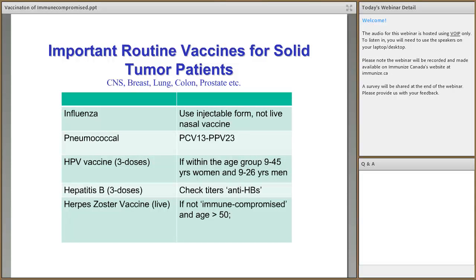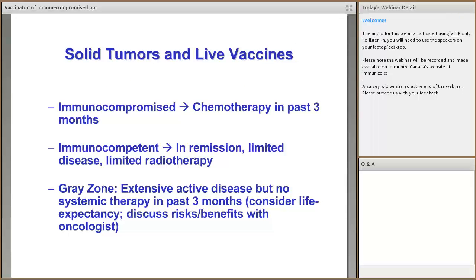So what are the important routine vaccines for this population? This is the population that is your breast cancers, lung cancers, colon cancers, etc. So these patients we want immunized with influenza vaccine, pneumococcal vaccine, so similar thing because they are immune compromised, the conjugate and polysaccharide vaccines both. They should, if they're within the right age group, have the HPV vaccine, hepatitis B, and then if not immune compromised, and I've put that in quotes, and over 50 years old, they are eligible for the shingles vaccine or the herpes zoster vaccine.